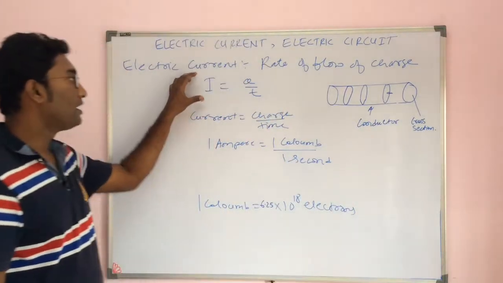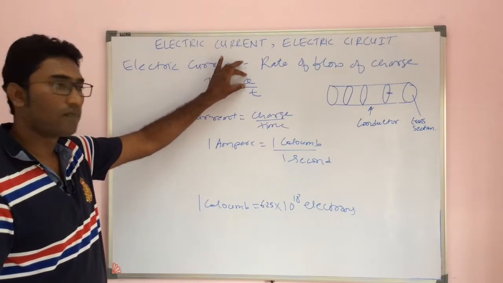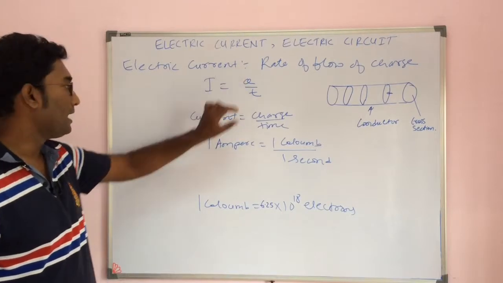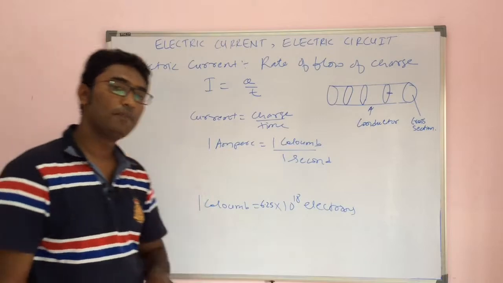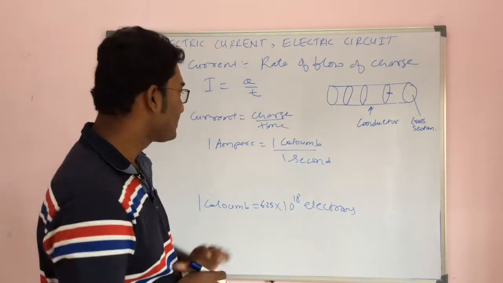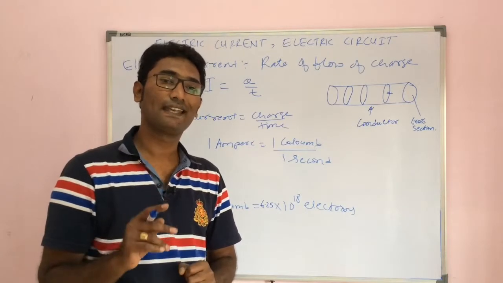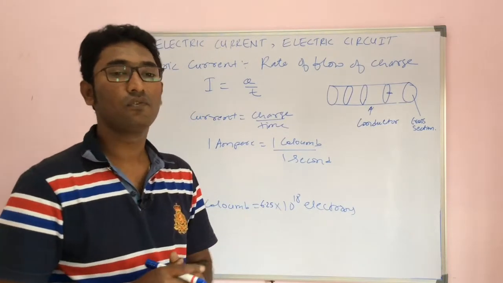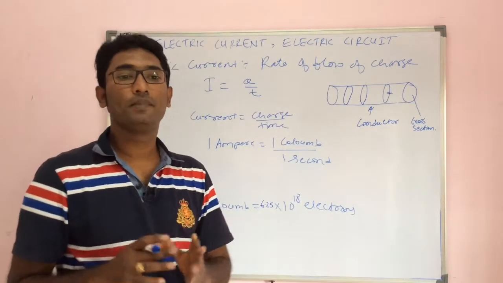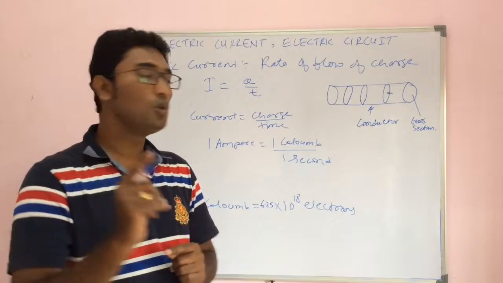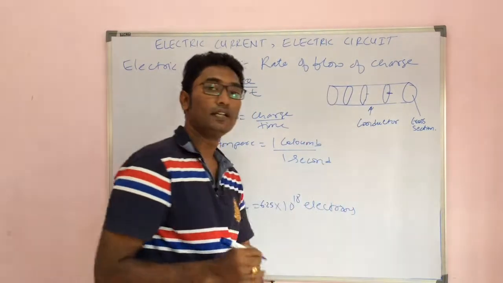Electric current can be represented with the symbol I. Q is the symbol for charge and T is the symbol for time. So current is charge upon time, I = Q/T. 1 ampere of current is defined as follows: if 1 coulomb of charge passes through a cross section of a conductor in 1 second, then we can say the electric current flowing through the circuit is 1 ampere.